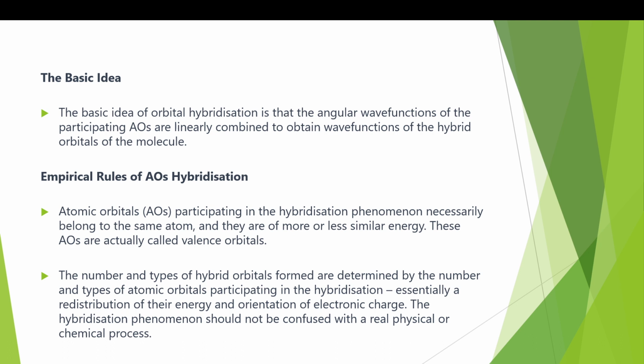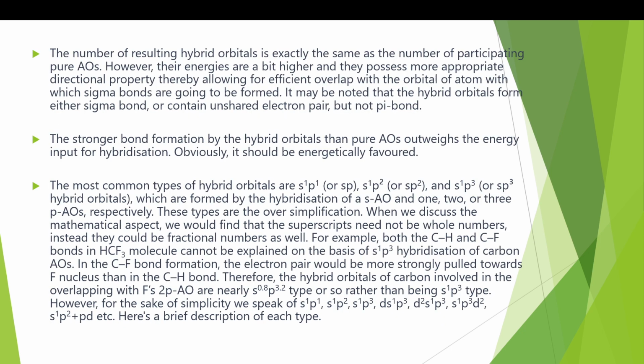The hybridization phenomenon should not be confused with a real physical or chemical process. It is just a concept which has been useful in certain aspects. The number of resulting hybrid orbitals is exactly the same as the number of participating pure atomic orbitals. However, their energies are a bit higher and they possess more appropriate directional property, thereby allowing for efficient overlap with the orbital of the atom with which sigma bonds are going to be formed.